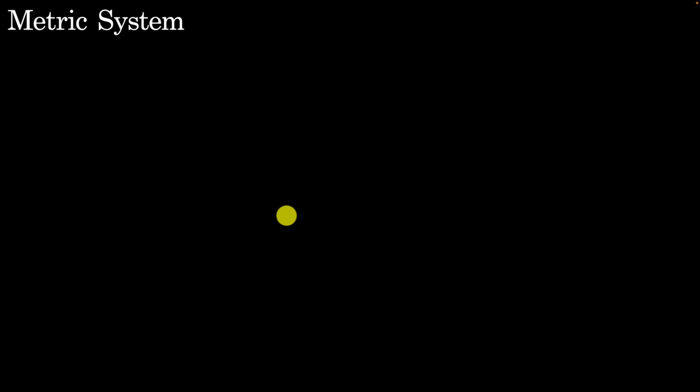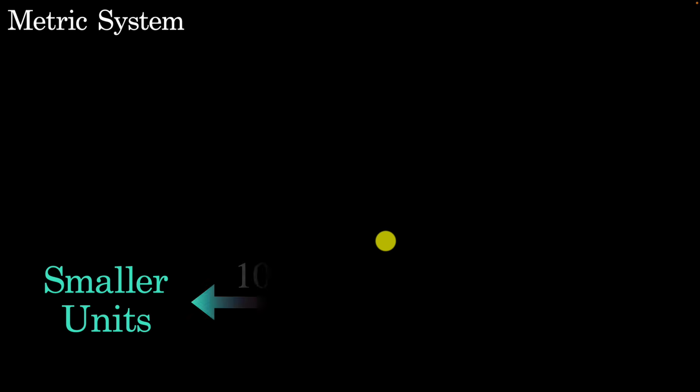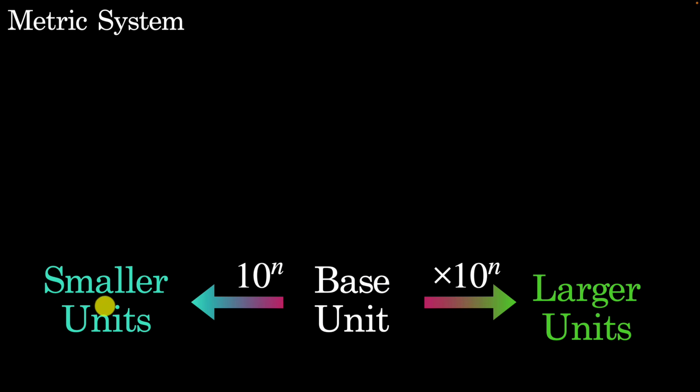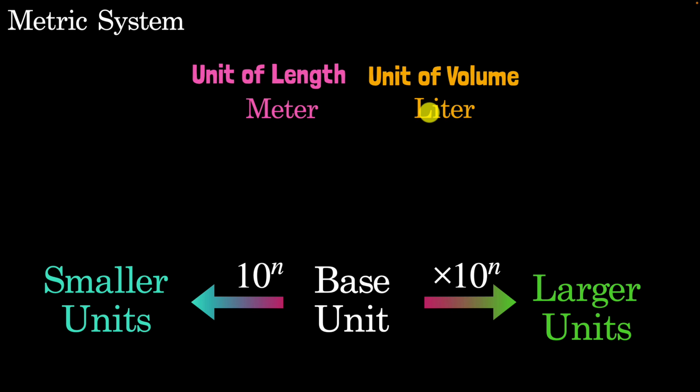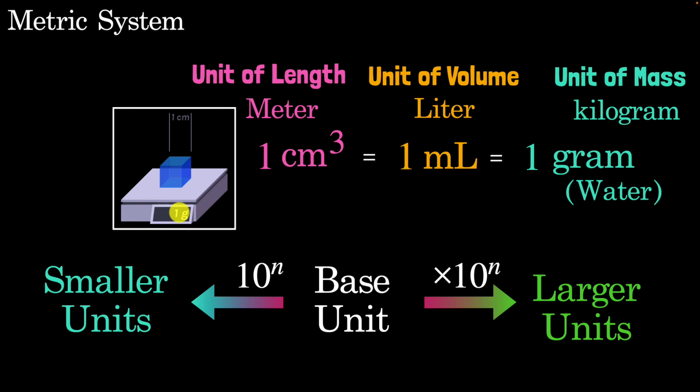So long story short, in the metric system, the whole idea is we start with the base unit, and then if you want to create smaller or bigger units, you just multiply or divide with the powers of 10. The unit of length is a meter. From that, we can derive the unit of volume, which is a liter. From that, we can derive the unit of mass, which is a kilogram, or you can think of it as gram as well, okay? And how are they all connected? Well, if you take a centimeter cube, you get the unit of volume, which is a milliliter. And if you take a milliliter of water, you get the unit of mass, which is a gram. Amazing, right?